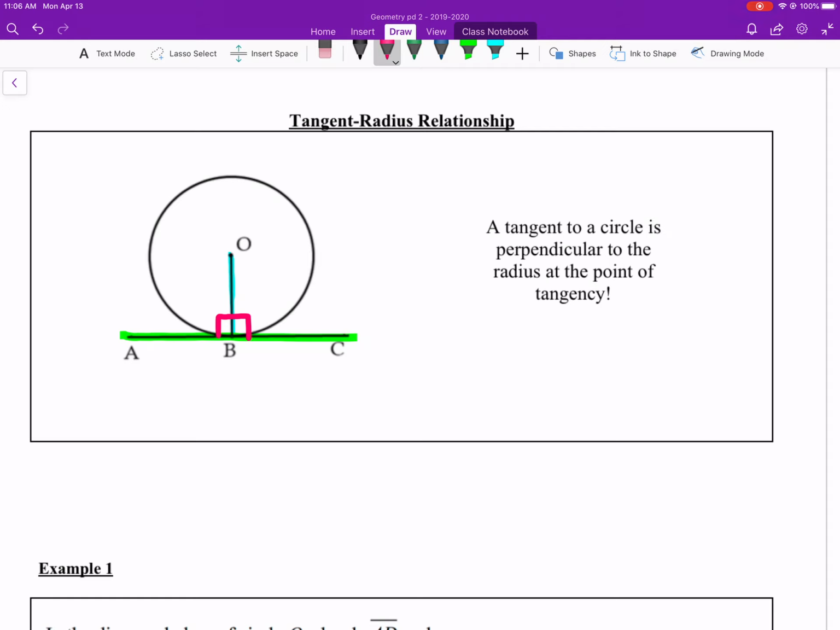Okay, so it says a tangent to a circle is perpendicular to the radius at the point of tangency. The point of tangency is just where the tangent hits the circle, which is point B. All right, so you have a tangent here, you have a radius. When they meet, they form right angles.